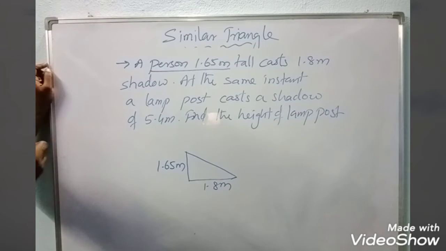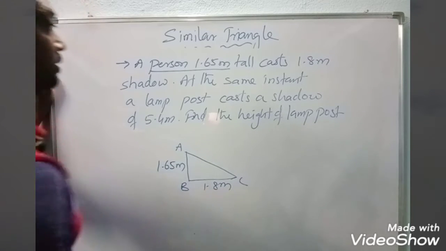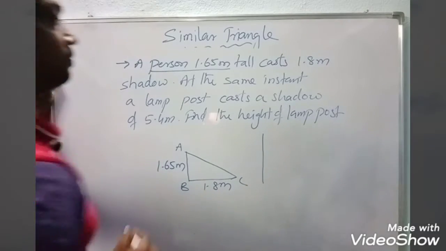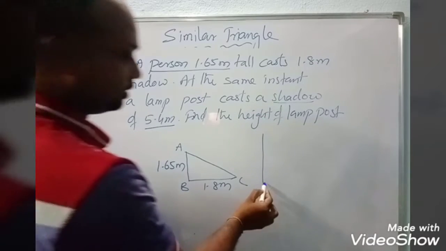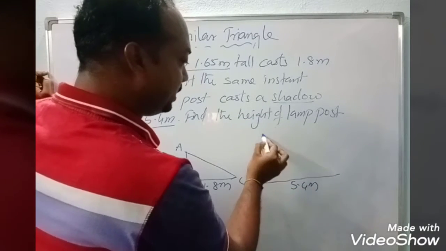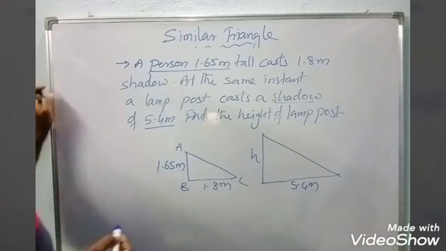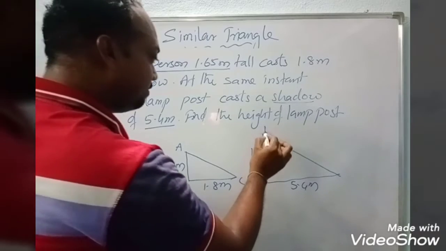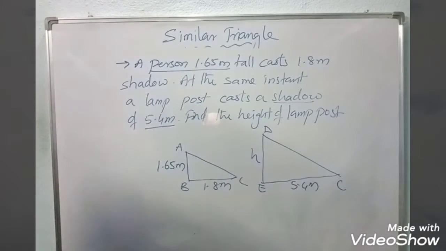If I draw a triangle, naming it ABC, and at the same instant a lamp post casts a shadow of 5.4 meter. So the lamp post shadow is 5.4 meter, and you have to find the height of the lamp post. Based on this problem, your diagram is this one. If I name this as DEC, here I have two triangles.